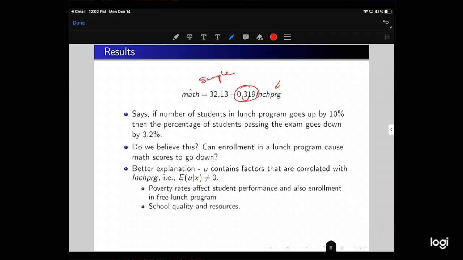And so students in areas with higher poverty spend less time with their parents helping them with their homework, and therefore they get lower scores on the math tests. And so it's not really the fact that the students are enrolled in the free lunch program that's causing them to get lower test scores. It's the fact that the students enrolled in the free lunch program are also in higher poverty areas where the parents have less time to spend with them. Also, school quality and resources could be contained in the error term, which could affect both those variables.